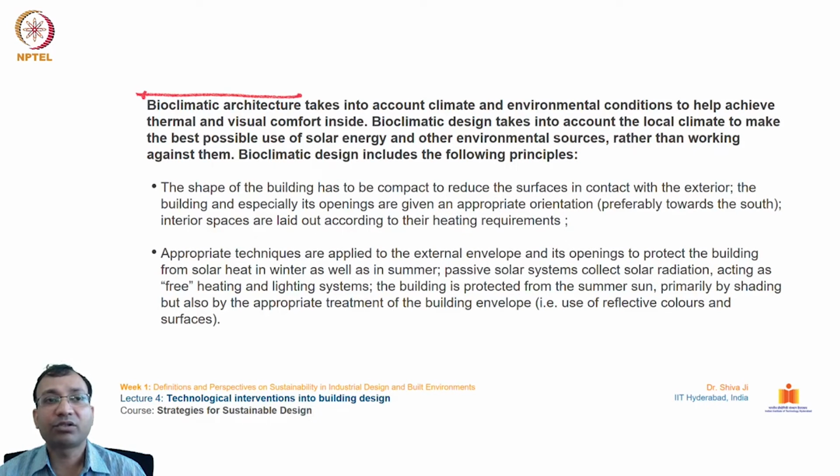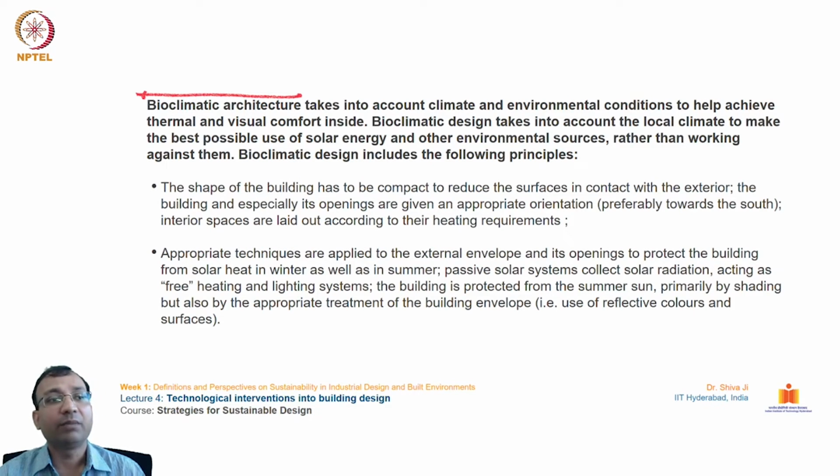The shape of the building has to be compact to reduce the surface in contact with the exterior, the surroundings of the building. The building and especially its openings are given an appropriate orientation, preferably towards the south. Interior spaces are laid out according to their heating requirements, though these directions will vary depending upon the location of the site and the building across the planet. From the northern hemisphere to the southern hemisphere, the orientations may completely go opposite. So we have to take care of such calculations depending upon the location on the globe.